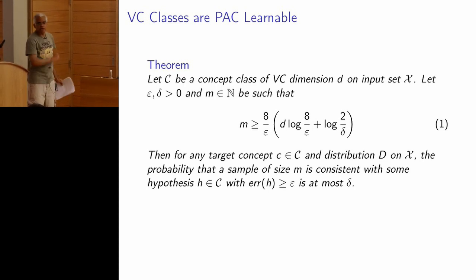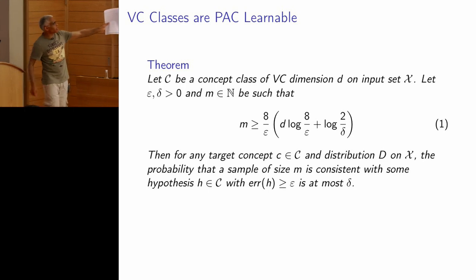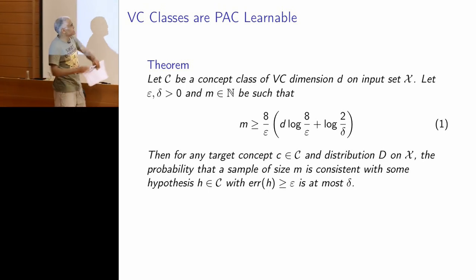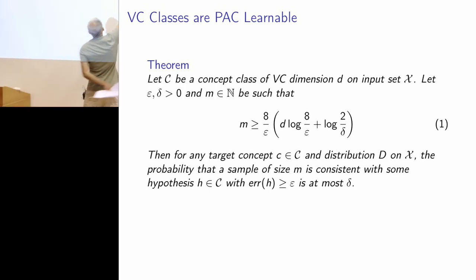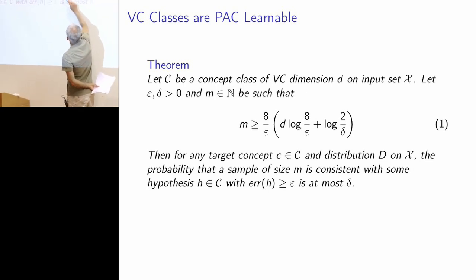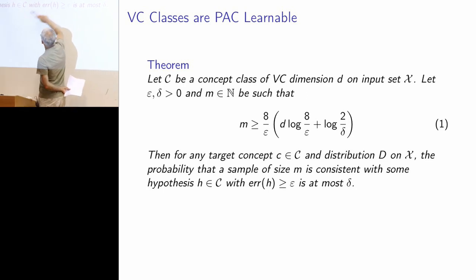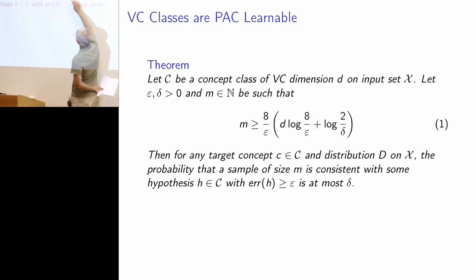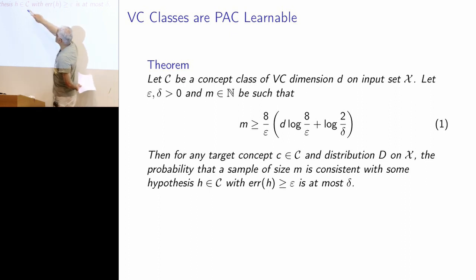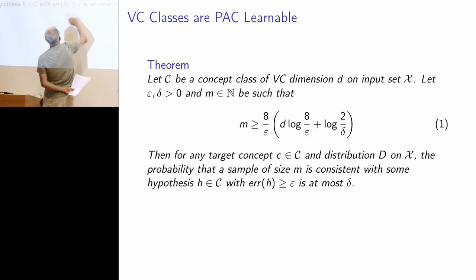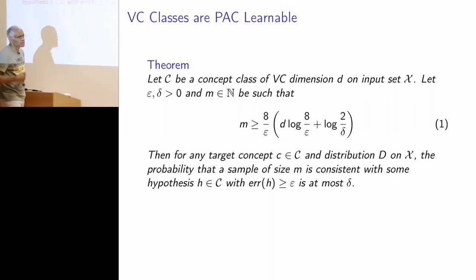So let M be big enough. Then for any target concept that we want to learn, and any distribution D on the input space, the probability that a sample of size M, labeled by this target concept, happens to be consistent with some hypothesis H that has error greater than epsilon is at most delta.